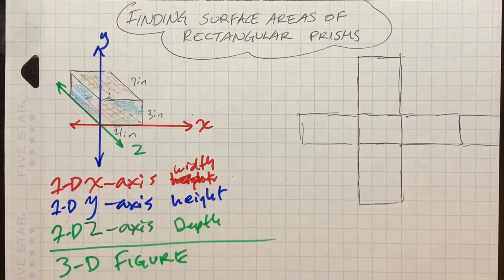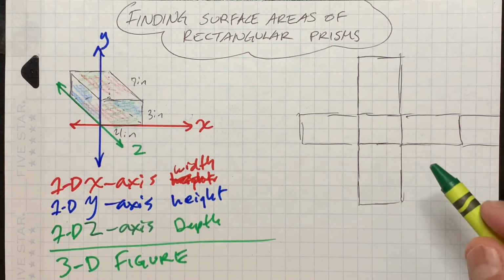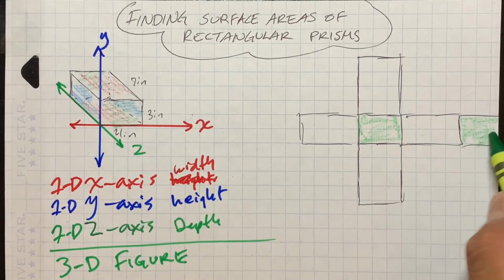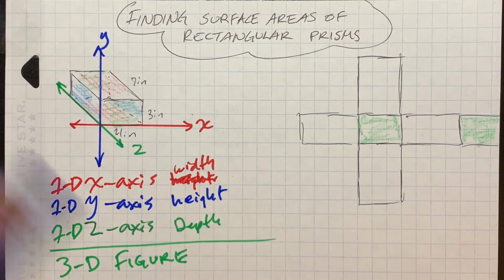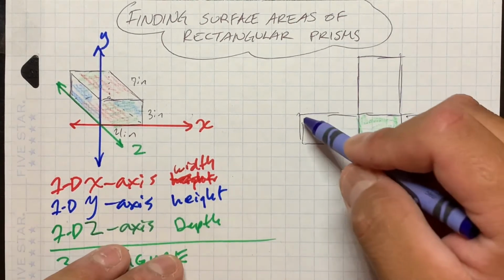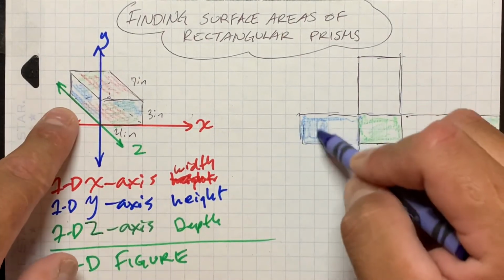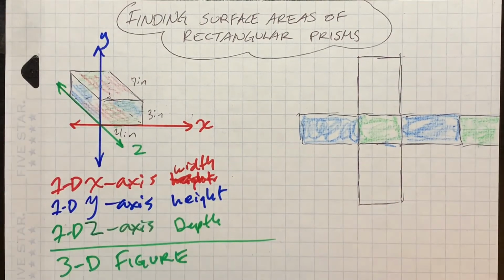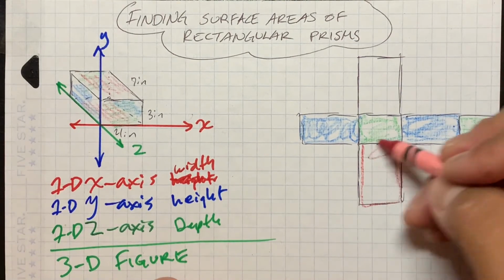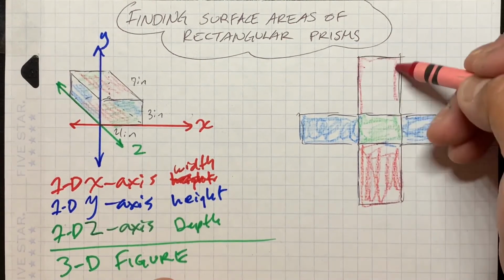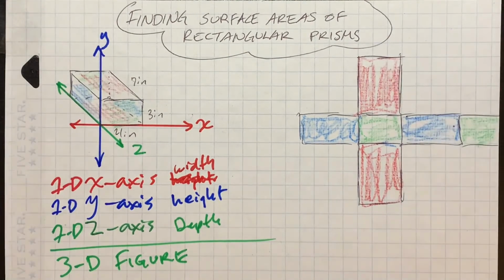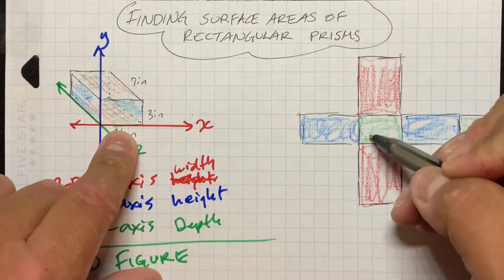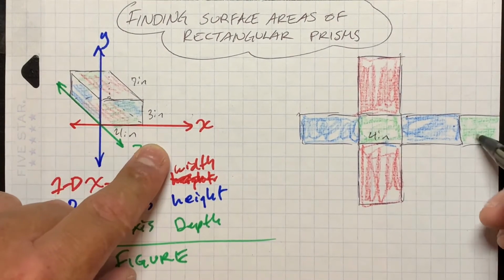All right, so I'm going to color code this. The back and the front will be green, and these two are identical, which is why I'm color coding it. Both of the sides are blue, and they're the same dimensions, so I'm color coding that. And then the bottom and the top, I'm going to color red. So there you go. Again, this is going to be 4 inches wide.